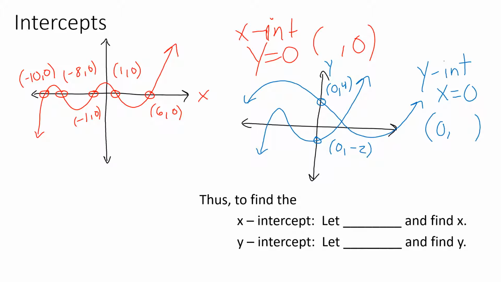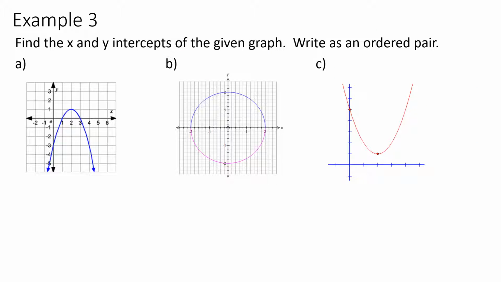Therefore, to find the x-intercept, we always let y equal 0 and find x, and that's why we let y equal 0. And to find the y-intercept, we let x equal 0 and find y, and that's why we let x equal 0.